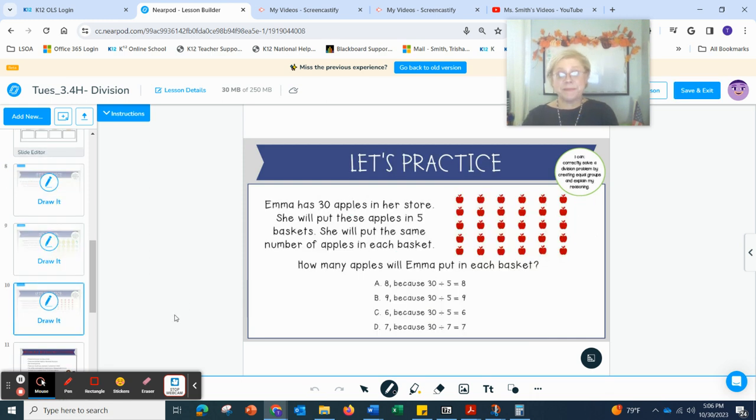So this last one, Emma has 30 apples in her store. She will put these apples in 5 baskets. She will put the same number of apples in each basket. So think back to how we just solved the previous problem. Think this is going to work? Fingers crossed. How many apples will Emma put in each basket? What I want you to do is pause. After you pause, you're going to solve the problem. Then we're going to come back and work it together.